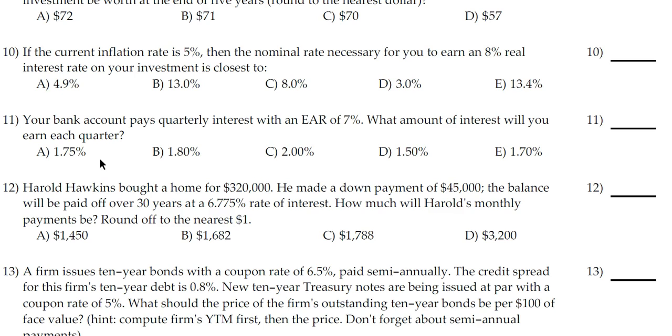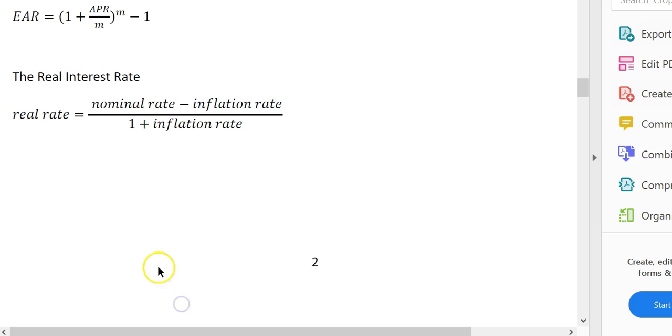If the current inflation rate is 5%, then the nominal rate necessary for you to earn an 8% real interest rate on your investment is closest to what? So this is related to the concept of real interest rate, which we're going to compute by taking the nominal rate and adjusting it for inflation in such a way as here.